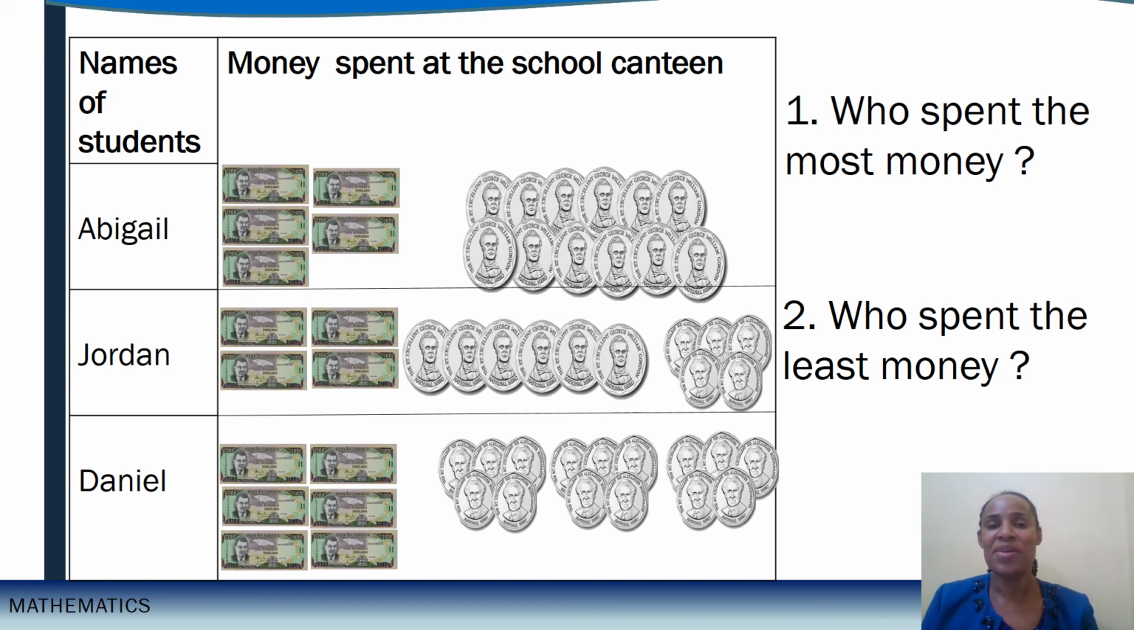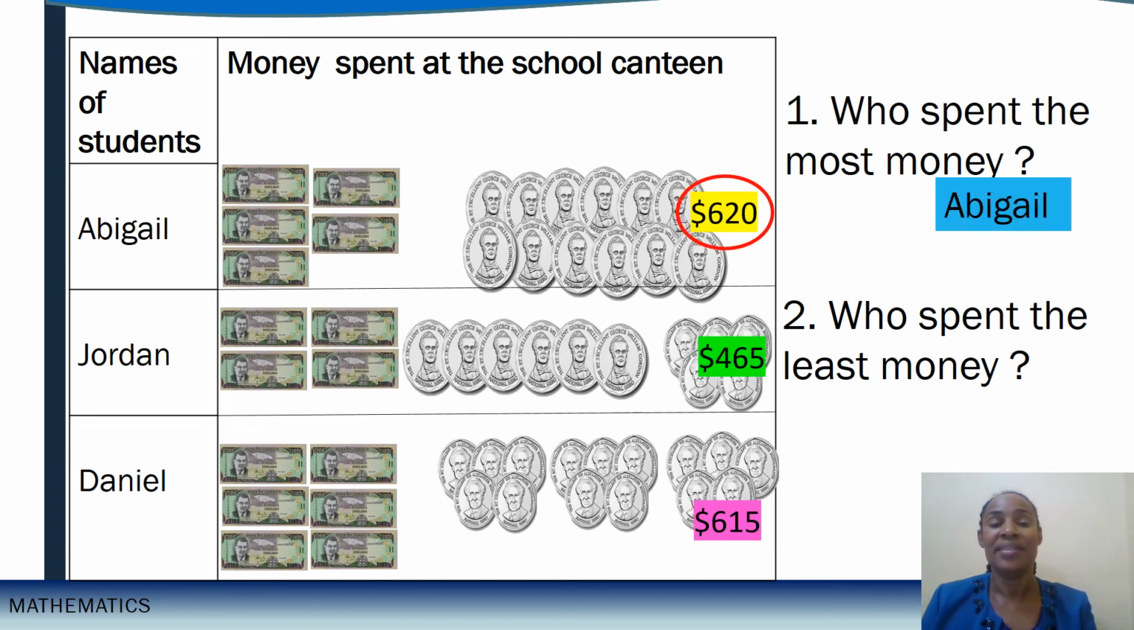But first, let me remind you of how much money each student spent. There we have it. Who did you say spent the most money? Excellent, boys and girls. How did you know? Great. If you said you looked for the largest sum of money, that is correct. The largest sum of money here is $620. So Abigail spent the most money.